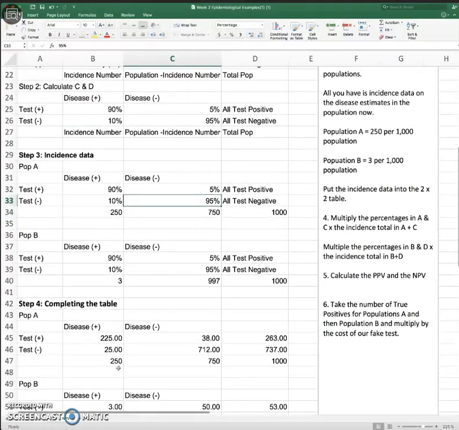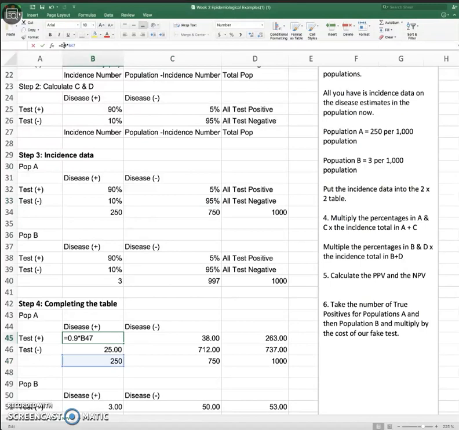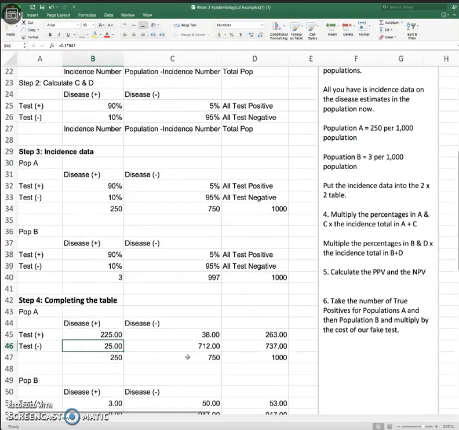The next step is to multiply your percentages by your data. So for example, in this situation, it is 0.9 times A plus C, and that gives you your numerator here. And then you multiply 0.10 by 250, and that gives you that number as well. So you're just distributing your percentages.